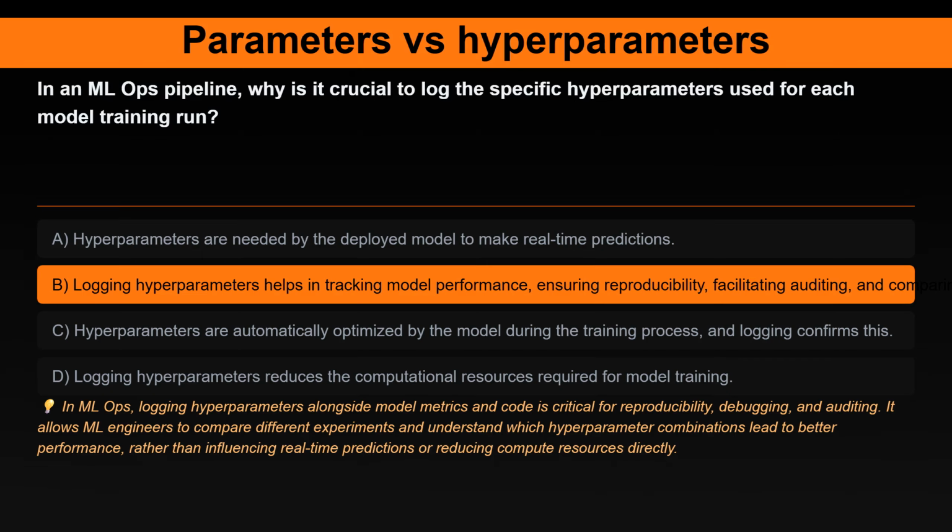The correct answer is logging hyperparameters helps in tracking model performance, ensuring reproducibility, facilitating auditing, and comparing different experiments. Here's the explanation. In MLOps, logging hyperparameters alongside model metrics and code is critical for reproducibility, debugging, and auditing. It allows ML engineers to compare different experiments and understand which hyperparameter combinations lead to better performance, rather than influencing real-time predictions or reducing compute resources directly.